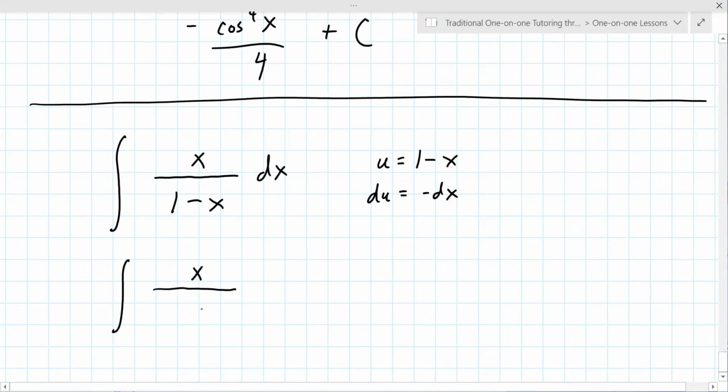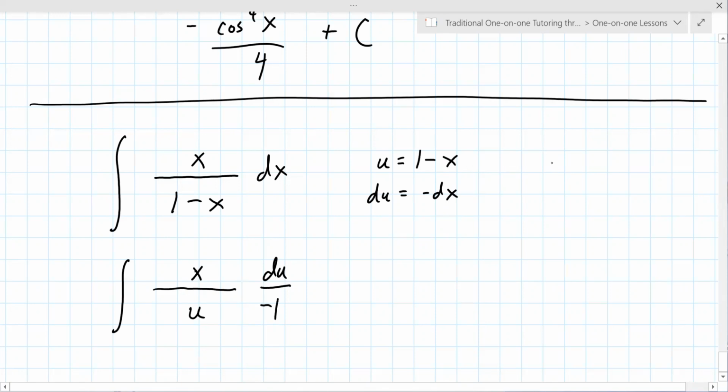Okay. So it's over u, dx, so then dx would be just negative du, or du over negative 1. Do you see a problem with this? Yeah, you can't cancel. But this is actually correct.